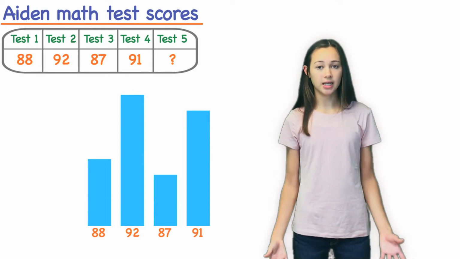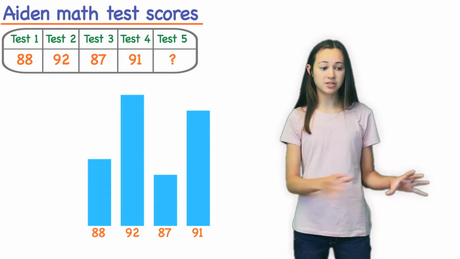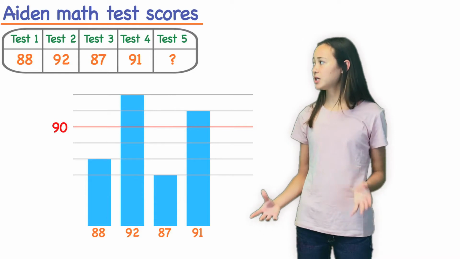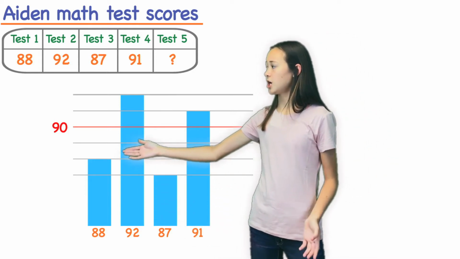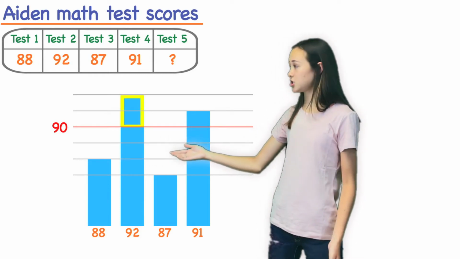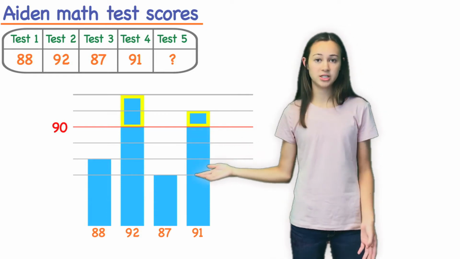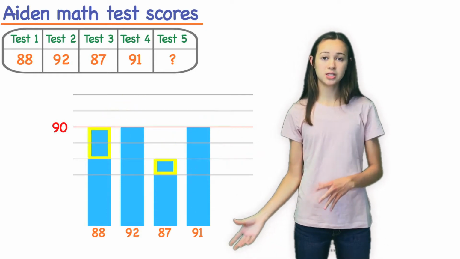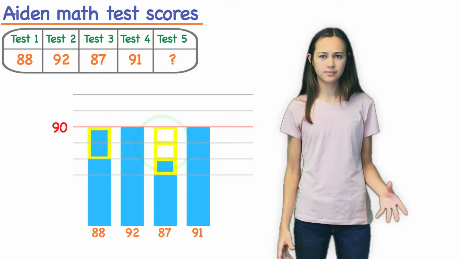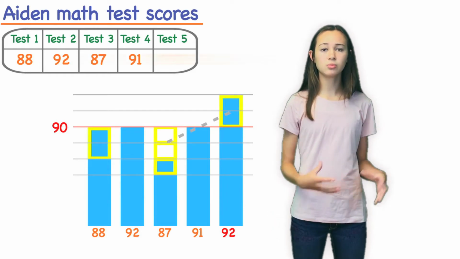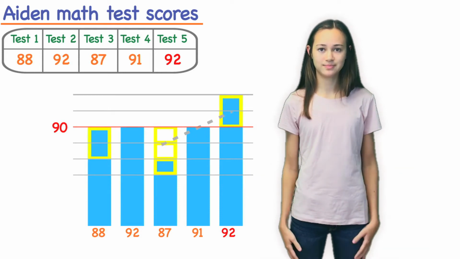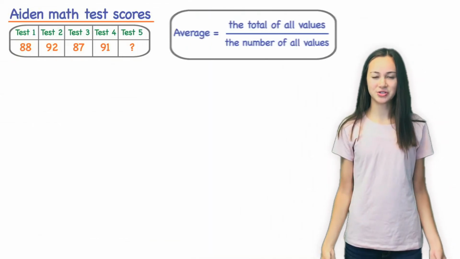For his average to be 90, his 5 test scores have to be evened out to 90 each. So let's draw a line at 90. Now I can see that Aiden is short 2 points on his first test. He has an extra 2 points on his second test. He is short 3 points on his third test and has an extra point on his 4th test. After we move his extra points to where he needs points, we can see that Aiden still needs 2 more points. So that means that Aiden needs 2 more points than 90 for his 5th test if he wants his average to be 90. We can also solve this question using the formula.